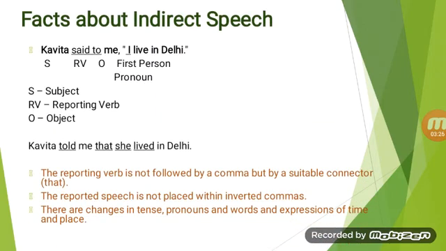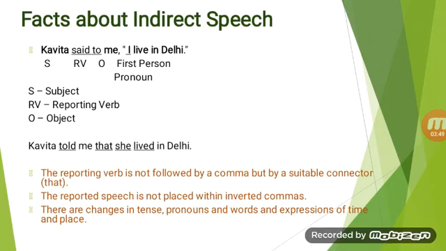Now here are the facts about indirect speech. Here is Kavita said to me, I live in Delhi. So in this, Kavita is the subject, said to is the reporting verb, and me is the object. And in I live in Delhi, I is the first person pronoun.